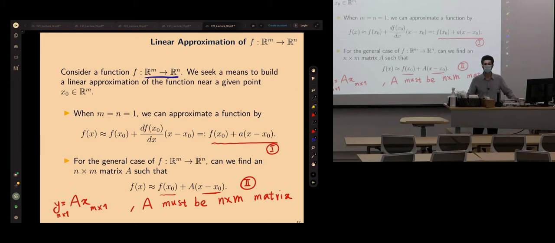And then the question is, how do you compute A, right? And that's what we want to answer. So is everybody clear? Do you have any question where this matrix comes from?